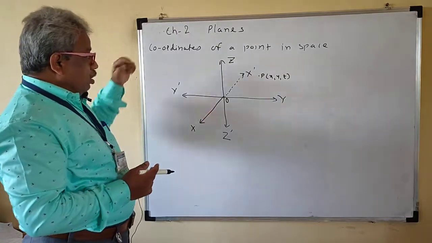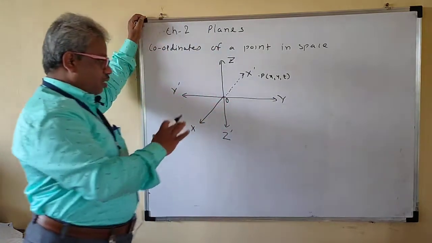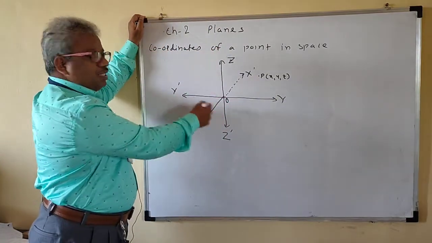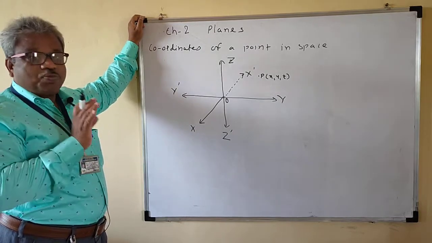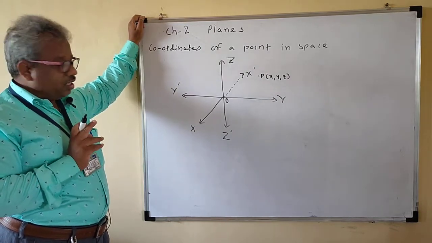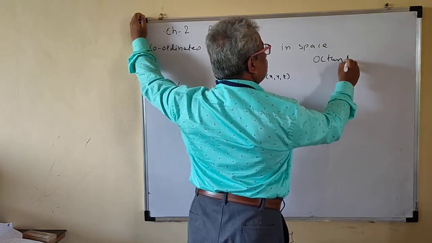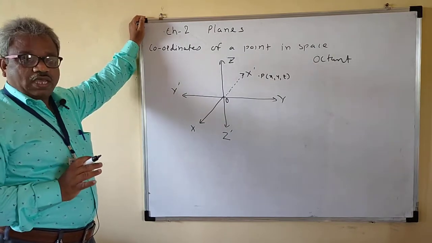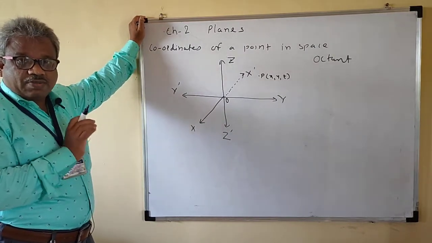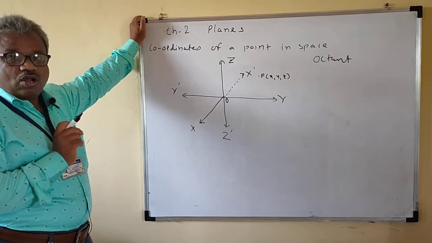These three axes divide the space into 8 parts. Each part is called an octant. So these three mutually perpendicular axes divide the space into 8 parts, and each part is called an octant.